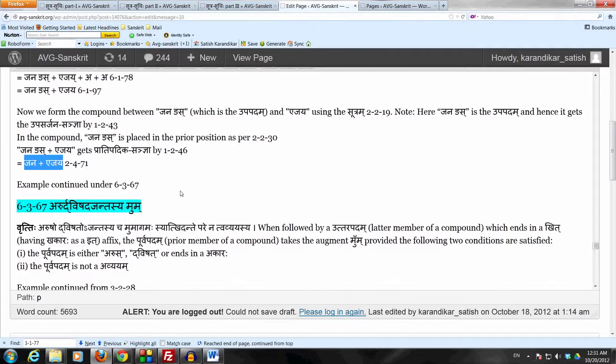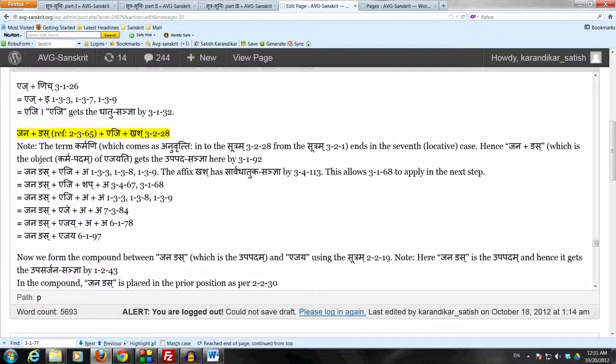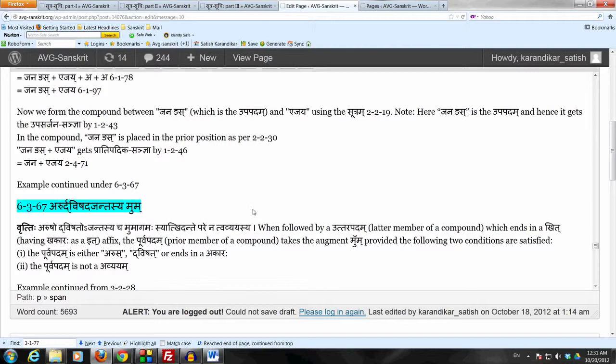Now we have to bring in the mum agamaha based on the affix khash being a kit affix, having khakara as an it. So that khakara as an it in the affix khash triggers the mum agamaha, the augment mum. For that we require the next sutram, which is 6367. Arur dvishadajantasya mum. So that will be our next sutram. Arur dvishadajantasya mum.